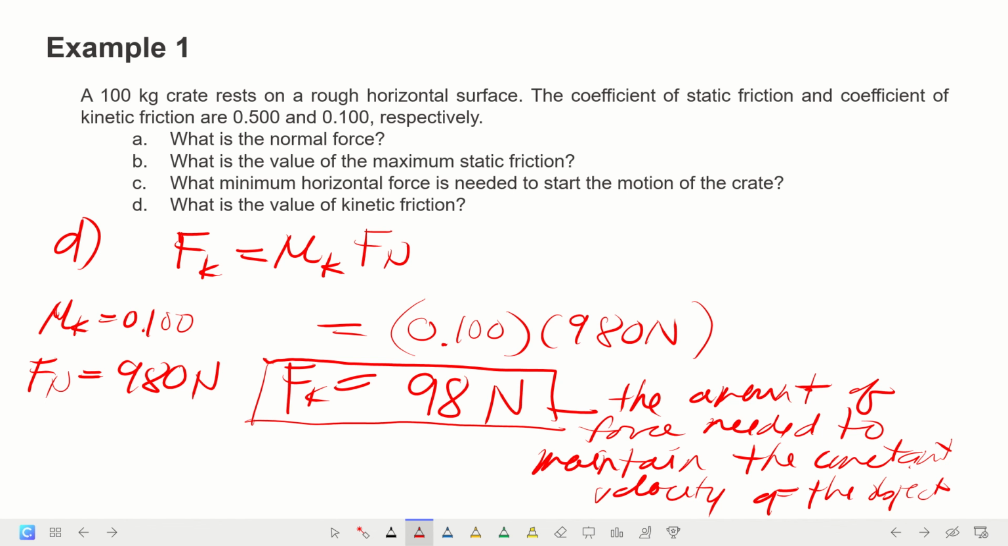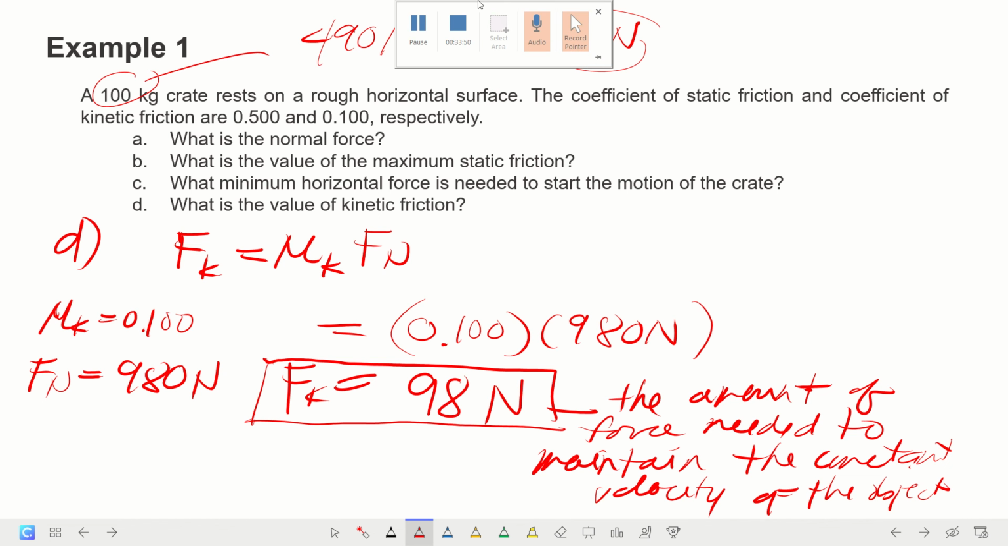So therefore, itong 100 kilogram crate na to, the required force to move this crate is 490 newtons. But once this crate starts moving, the minimum force required to maintain the motion is 98 newton, equivalent to our kinetic friction. So this is for example number 1. In our next video, we're going to discuss another example of friction force. So see you in our next video.